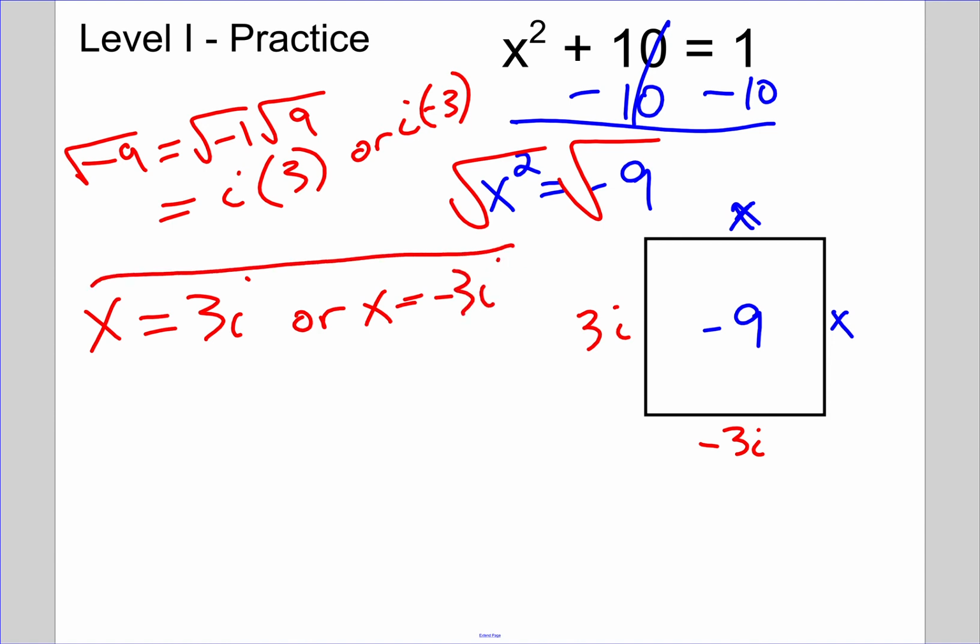If you need a refresher on imaginary numbers, complex numbers, go ahead and find a video. So that's it for level 1. Fairly straightforward. We're just, again, taking advantage of the symmetry of the square and mirroring that of taking the square root. All right, go ahead and try the practice sheets on your own, and come to Zoom with questions.